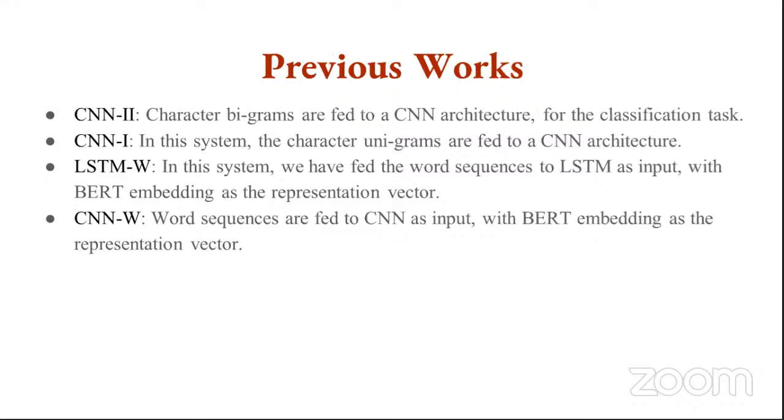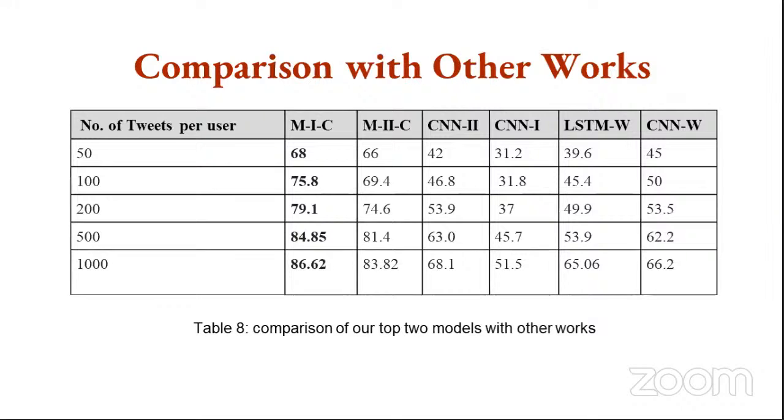So these are the different previous works. CNN2: character bigrams are fed to a CNN architecture for the classification task. CNN1: in this system, the character unigrams are fed to a CNN architecture. LSTMW: in this system, we have fed the word sequences to an LSTM as input. Then CNNW: word sequences are fed to a CNN as input. So there are several existing models, and we have compared with all of them. As we have seen, our model is giving 86.52%, which is an improvement of more than 3% compared to the existing state of the art.